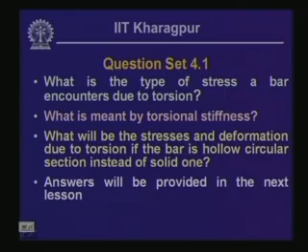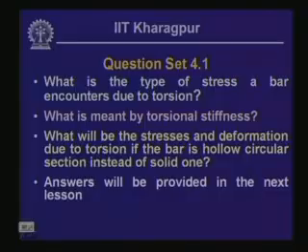So, you can find out what is the torsional stiffness and what will be the stresses and deformation due to torsion if the bar is of hollow circular section instead of solid one. That means, the cross section which we have considered here as solid, if instead it is a tubular one, if there is some hollowness within the bar, then how are you going to compute the stresses? We will have to see whether we can apply the same formulae which we have derived here for solid sections, to compute the stresses in a bar having a hollowness in the cross section. Well, the answers for this will be given in the next lesson and we will discuss that.